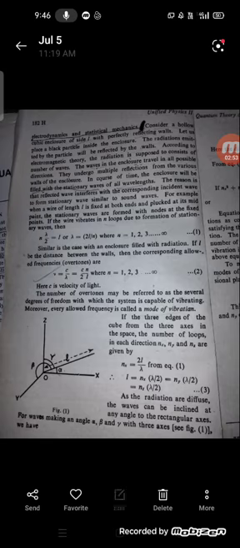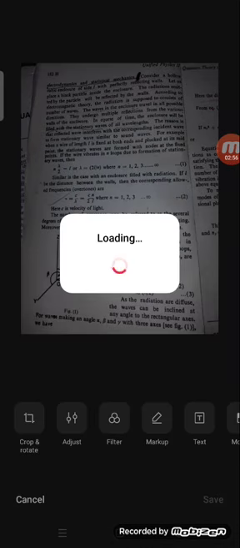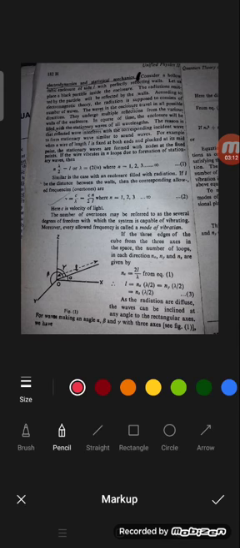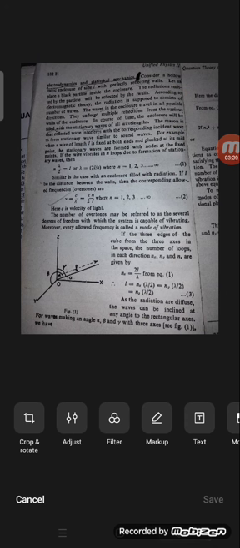For this experiment, they considered a hollow cube of side L with perfectly reflecting walls. So he considered a hollow cube with the side L and with reflecting walls.